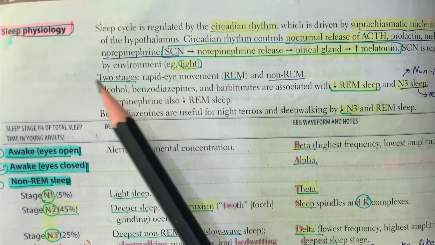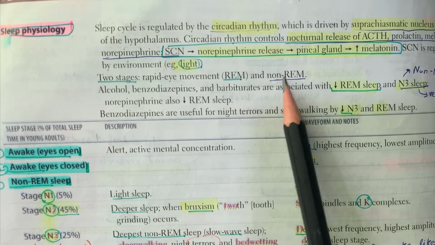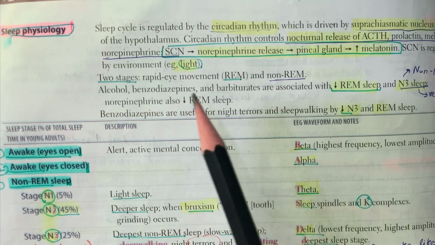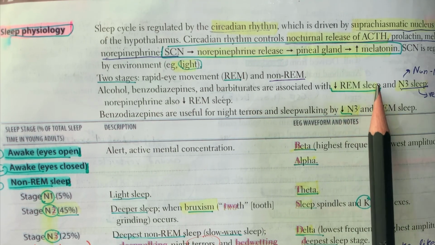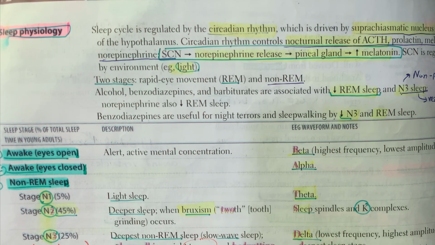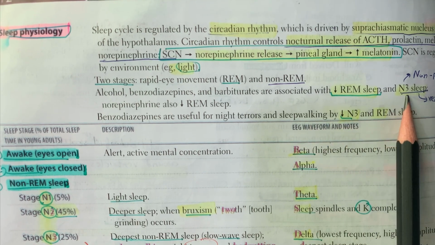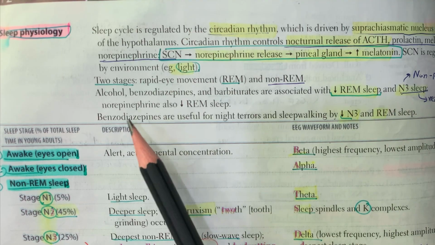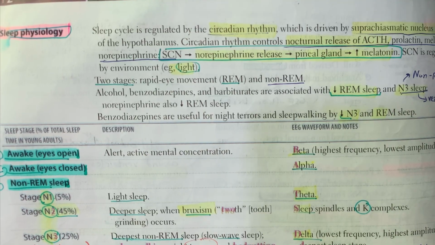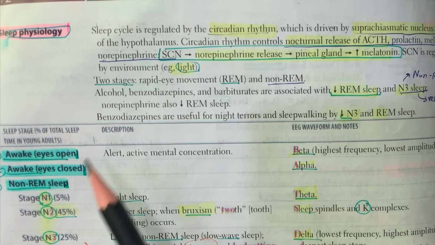We have 2 stages of sleep: rapid eye movement, REM, and non-rapid eye movement. Alcohol, benzodiazepines, and barbiturates are associated with decreased REM sleep and N3 sleep, the third part of non-rapid eye movement. They're going to decrease these, and norepinephrine also decreases REM sleep. It affects all of these.